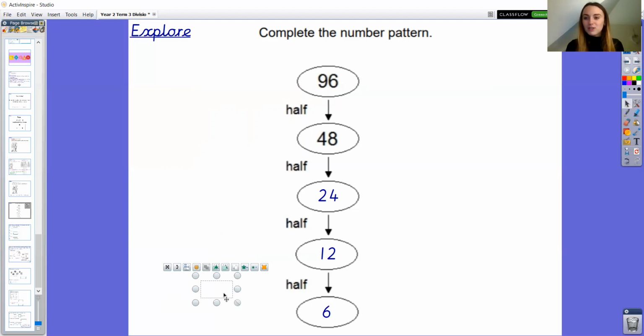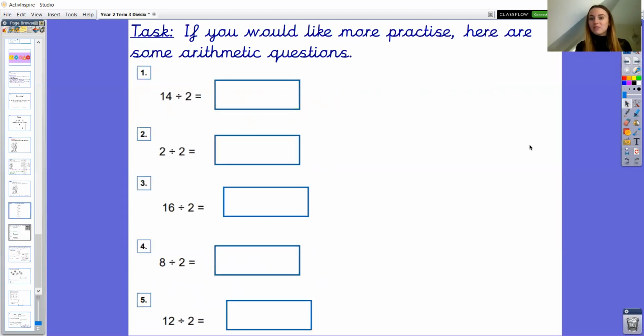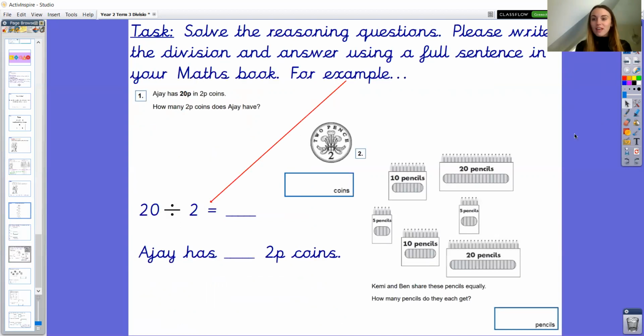I hope you enjoyed that question as much as I did. Okay, so on your screen now, you can see some arithmetic questions. So if you'd like some more practice with dividing by 2 before solving some word problems, it'd be great to begin here. Moving on, there are some reasoning questions to solve today. It would be great to read the question carefully, highlight the key information, and have a think about what the question is asking you. And once you've worked that out, write the division.